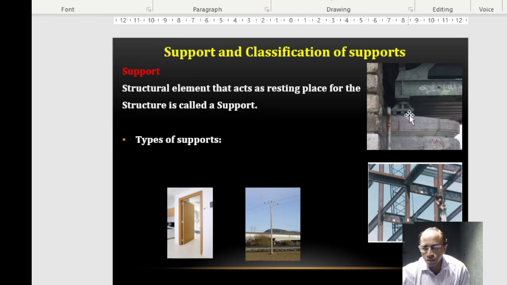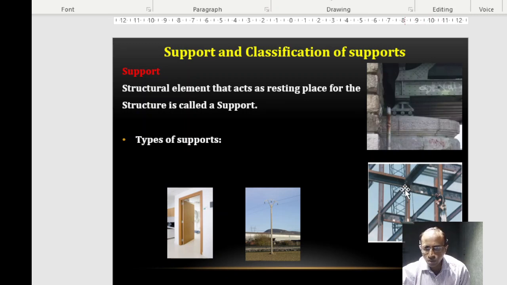This is a kind of support under the bridges. You can see this kind of arrangement of the support. So this whole member above is resting on this beam or girder, which is resting on this particular support, right?